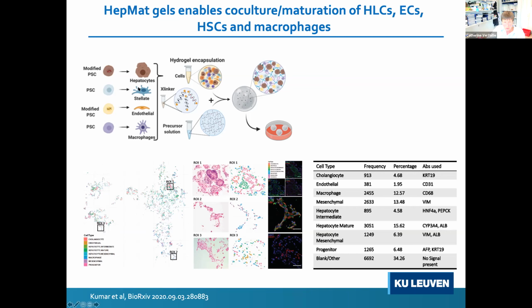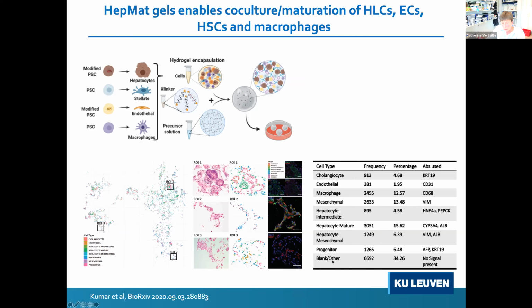So 4, 2, 2, and 1. What we get out after 30 days is a number of endodermal cells, which are shown here as hepatocyte intermediate, hepatocyte mature, hepatocyte mesenchymal, progenitor, and cholangiocytes. Also endothelial cells in a relatively small number, but now with quite a significant number of macrophages and a quite significant number of mesenchymal cells. You will notice something that we call blank.